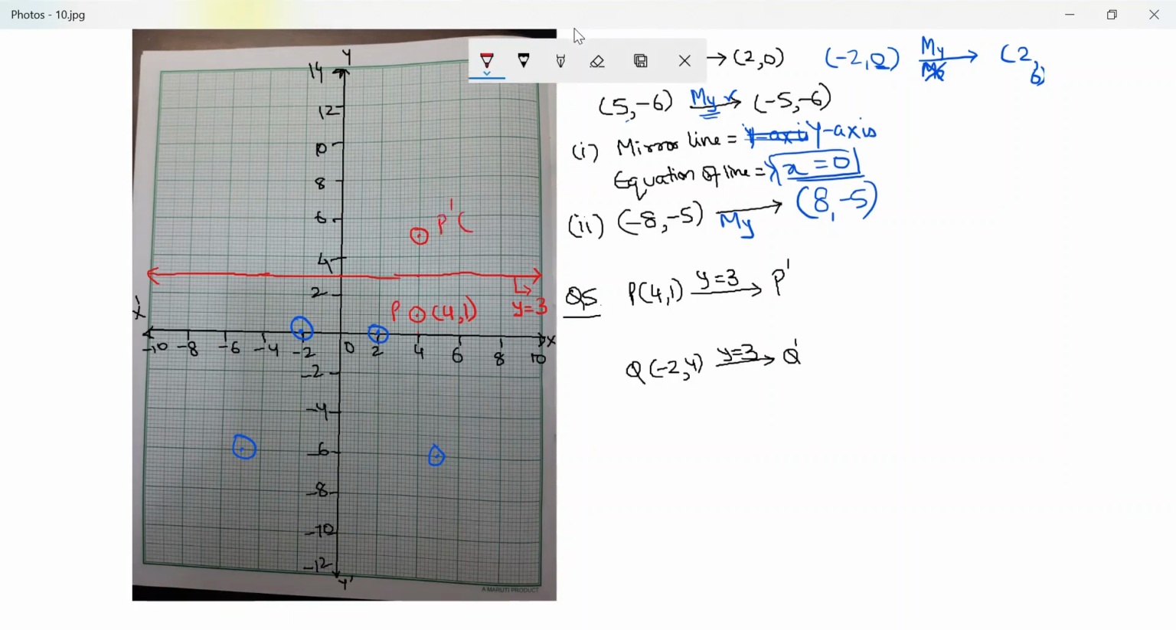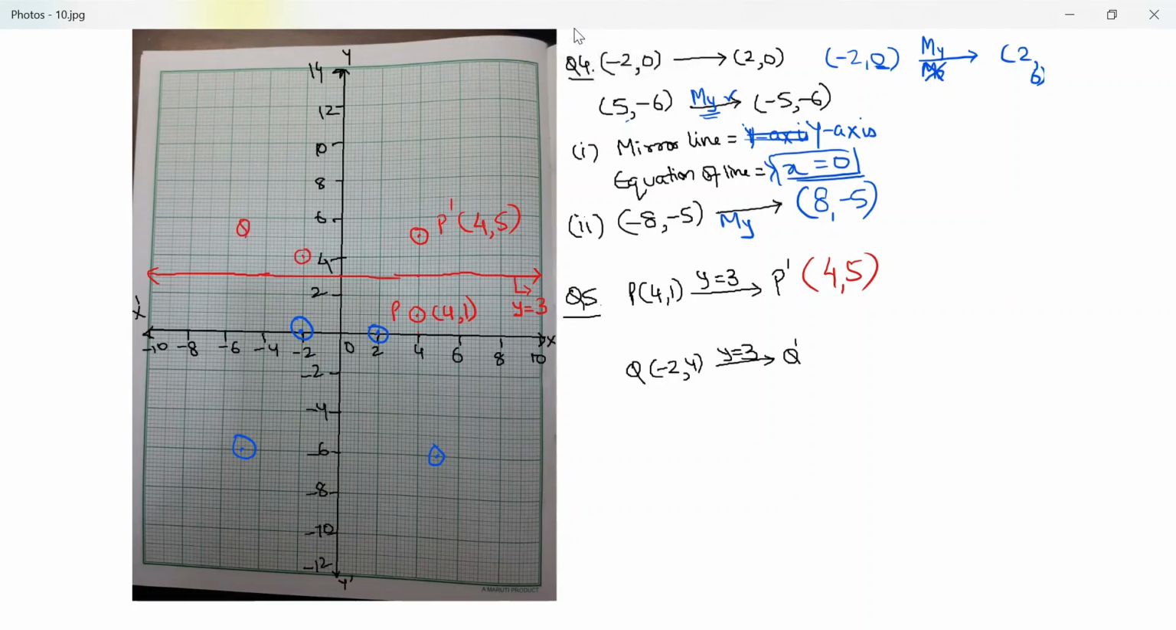Let's see what the coordinates are. The coordinates are 4, 5. Yes, the coordinates are 4, 5. Done. So P dash is 4, 5. Let's look at Q. Q is negative 2, 4. So this is negative 2 and 4.